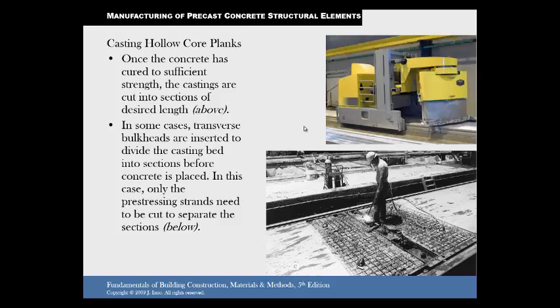Here is the machinery inside the plant. They're cutting the sections, I guess, so that they can ship them. Here you got a bulkhead inserted to divide the casting bed into sections so that it'll be shorter. Like I said, you can form them up to 800 feet long, but obviously that's hard to ship. So when they need to have shorter pieces, they'll do this, so that then they can put them together on site once they get there.